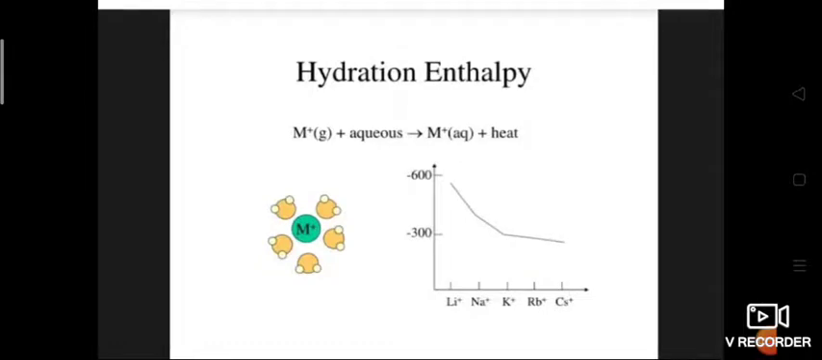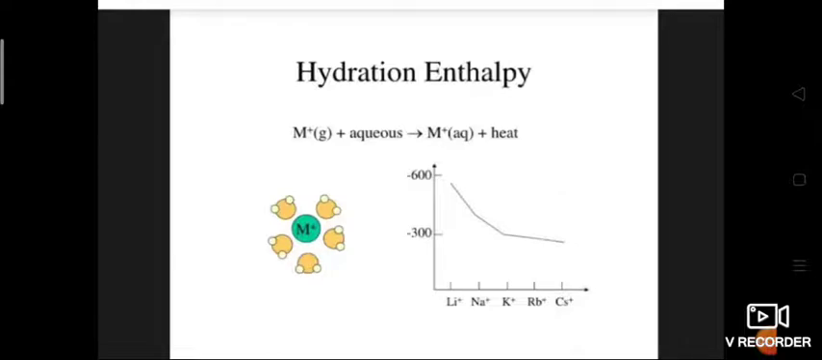Hydration enthalpy. That means when an ion in the gaseous state is dissolved in water, it changes into aqueous solution. During that time it produces a large amount of heat; energy is released. The amount of energy released when 1 mole of ions is dissolved in water is known as hydration enthalpy. Look at this: M plus is the ion, and around it hydrated water molecules are present.